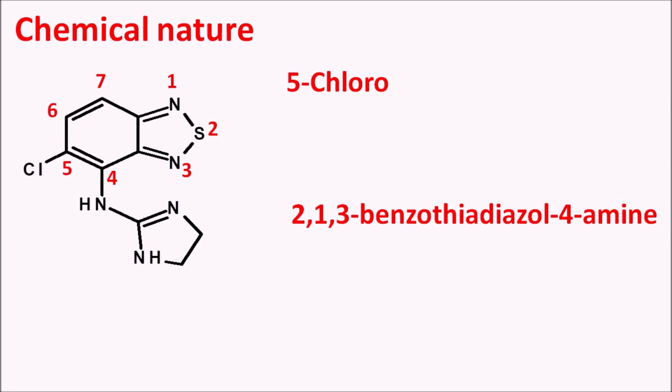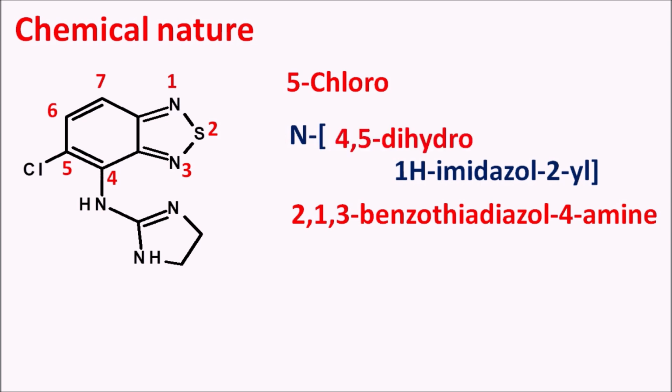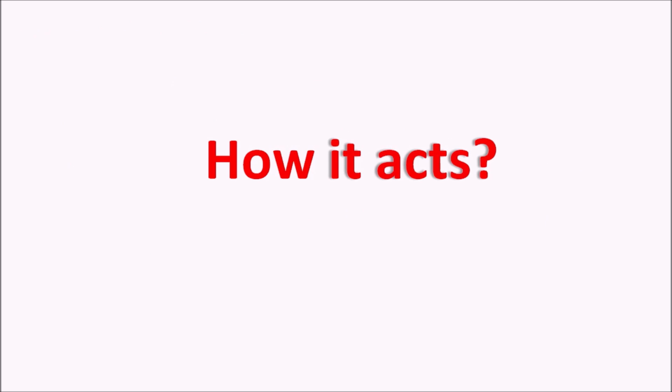And this imidazole ring system is attached by second position, so we can write this as N-1H imidazol-2-yl. But this imidazole is partially saturated at the fourth and fifth position, so 4,5-dihydro. That is the complete name of Tizanidine. Now let us see how this drug acts.